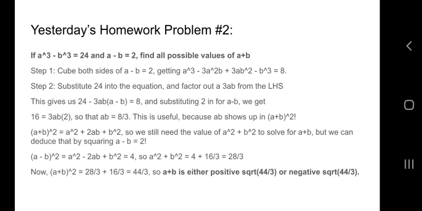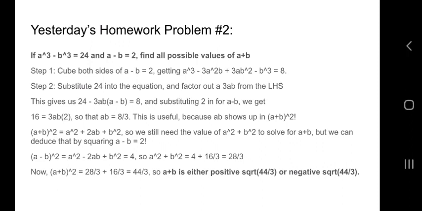Common denominator, okay, looks like 3. So 12/3 plus 16/3 is 28/3. So that's the value of a squared plus b squared. Okay, so we have a squared plus b squared, 28/3.